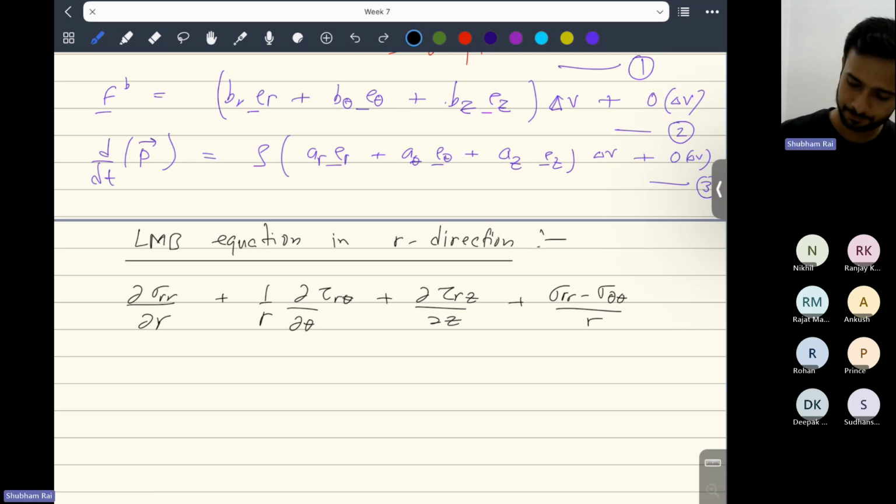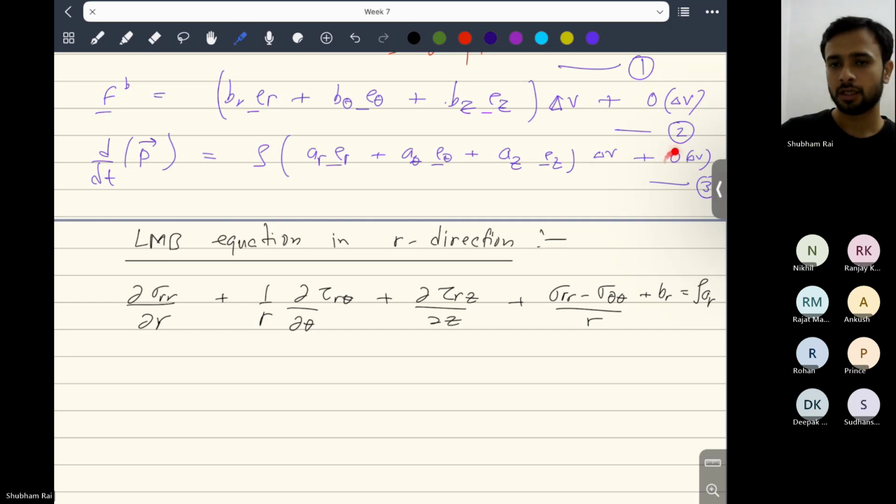Plus b r is equal to rho a r, rho intensity. So what we have done is we have divided this whole term by this infinitesimal volume. So this infinitesimal volume will disappear, and the higher order term will be divided by the volume, and still there will be some volume term left because these are higher order in delta V. And when this delta V approaches zero, these terms will disappear. So that's how you will get this equation. So this equation is in R direction.